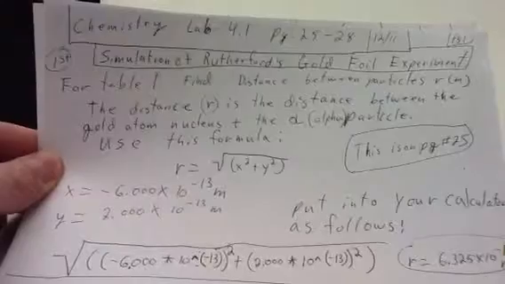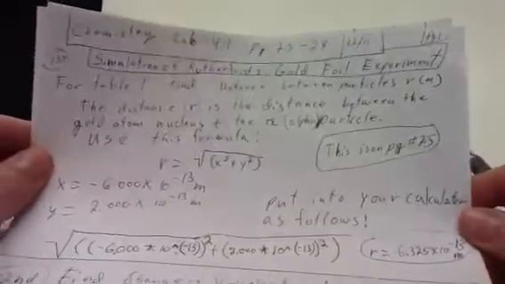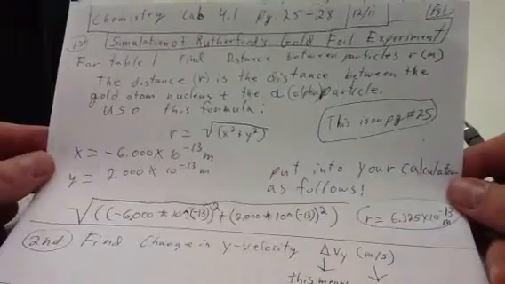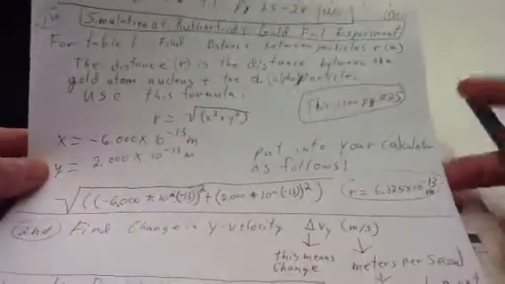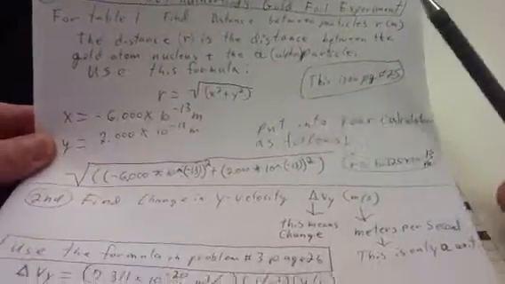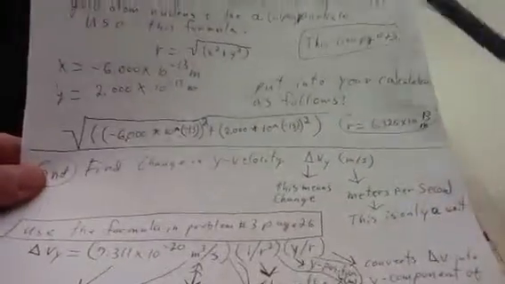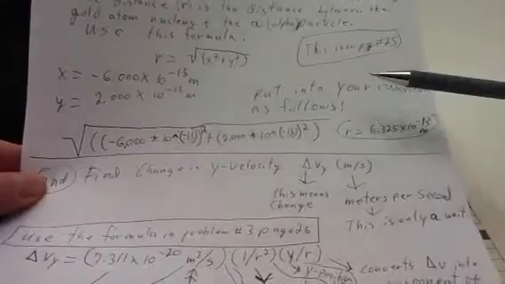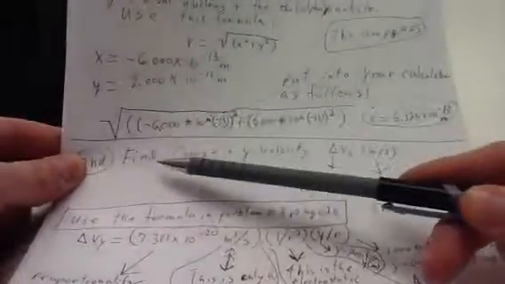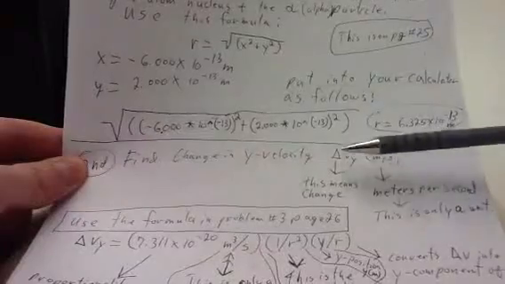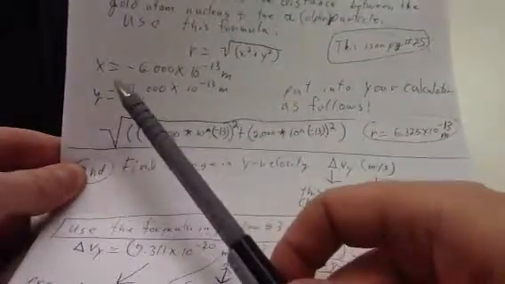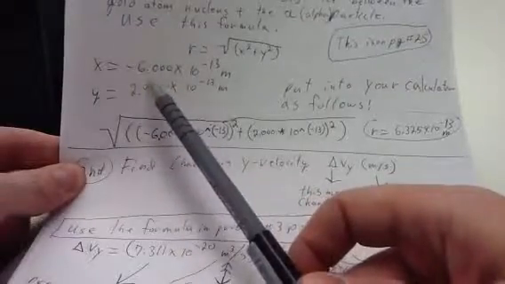Okay, the distance r is the distance between the gold atom nucleus and the alpha particle, and use this formula that we just showed on step 2, right? Okay, the trick is getting it into your calculator correctly. So put it into your calculator as follows. You're going to hit square root right here. Square root, then you take x. We got the x value from the table.